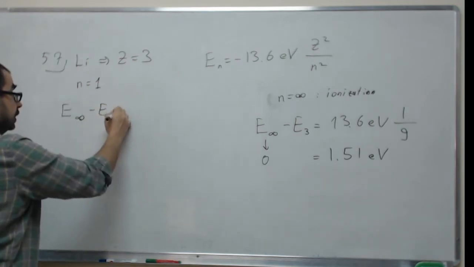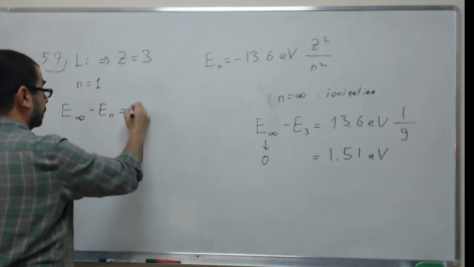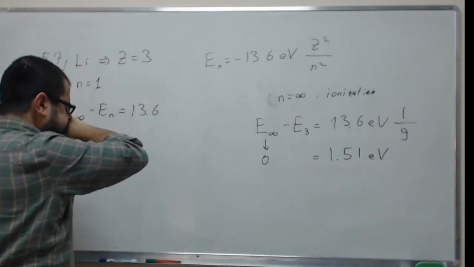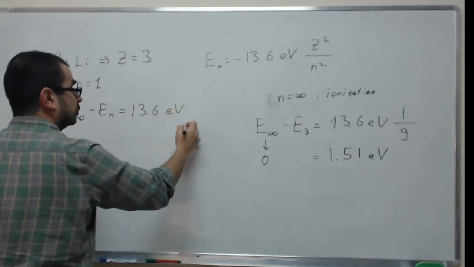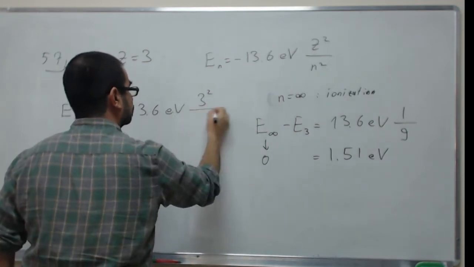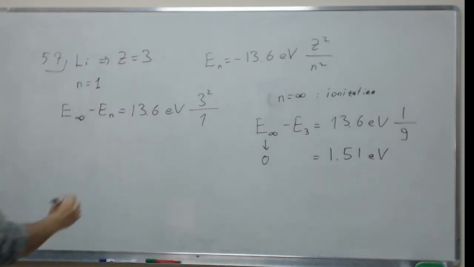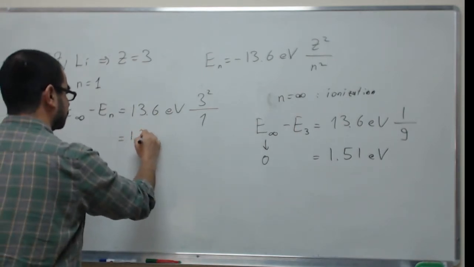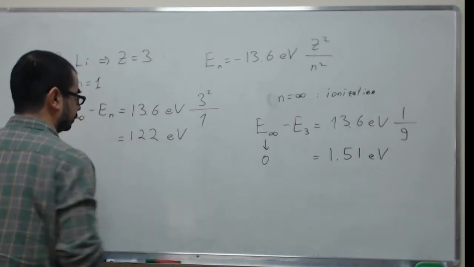We are looking for minus En, which is plus 13.6 electron volts. This time we multiply by 3 square, coming from the Z square term, and divide by 1, since n equals 1. So instead of dividing by 9, we are now multiplying by 9, and the answer of this multiplication is 122 electron volts.